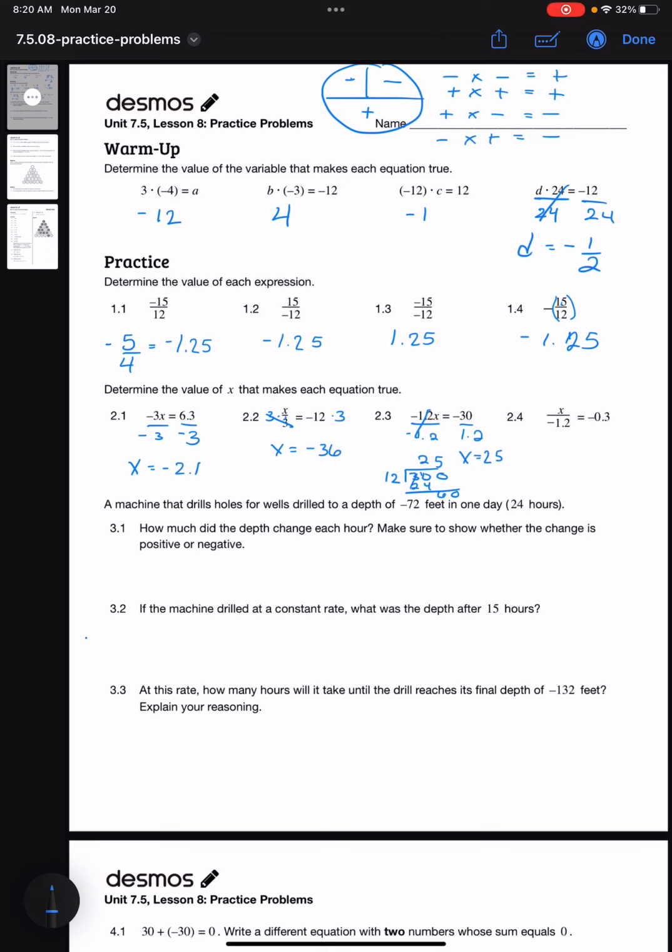And the next one would be multiply each side by negative 1.2. And that would give me 3.36 positive. Now, a machine that drills holes for wells drilled to a depth of negative 72 feet in 1 day, which is 24 hours. How much did the depth change each hour?